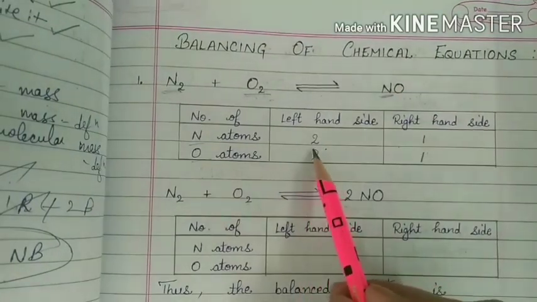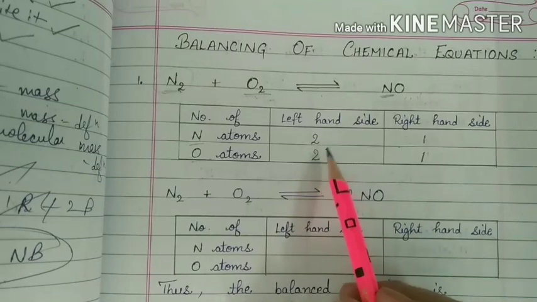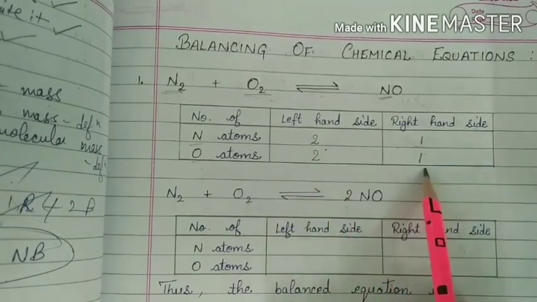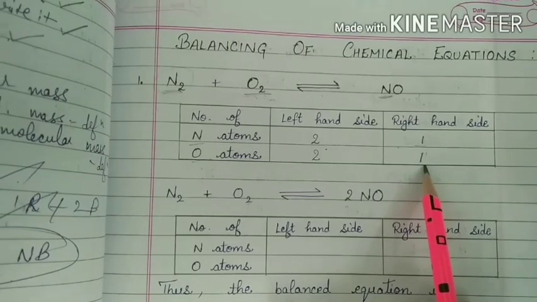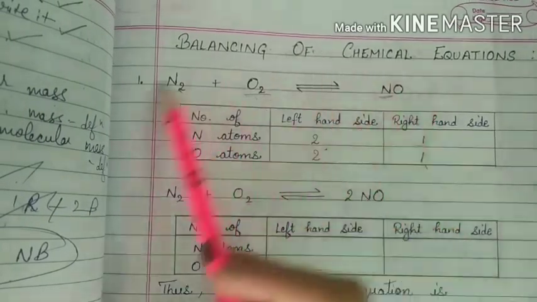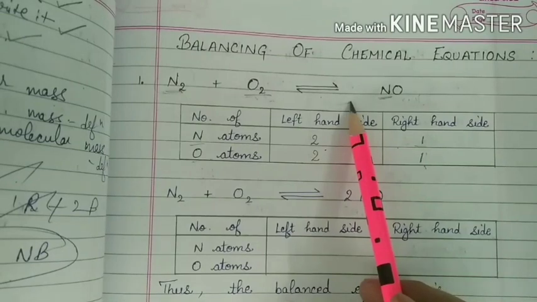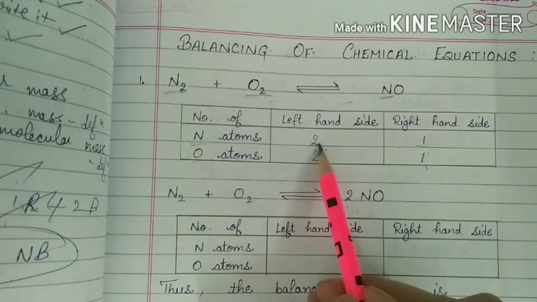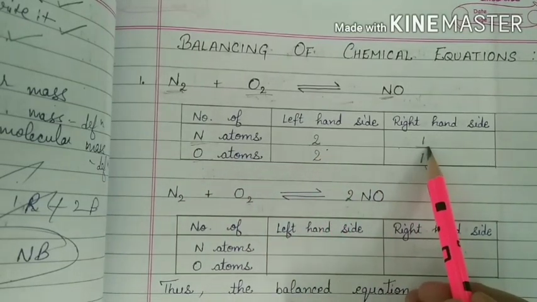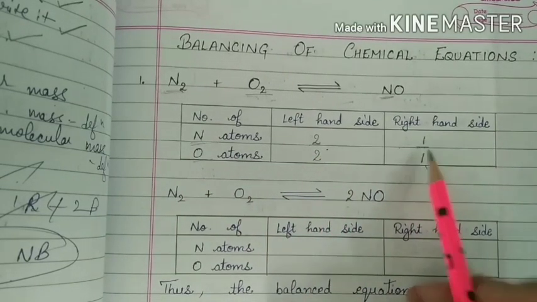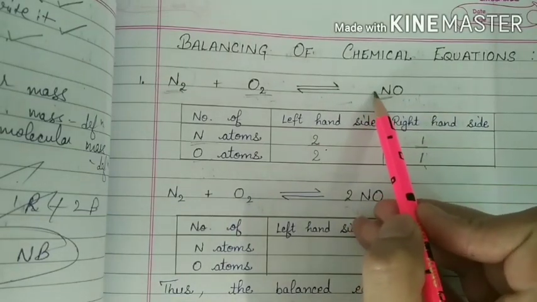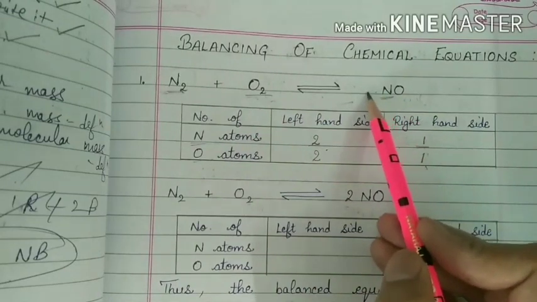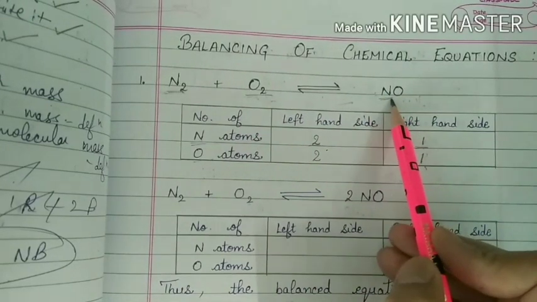As we can see clearly from here that number of atoms on reactant side, that is on the left hand side, is not equal to the number of atoms of each element on the product side. It means this equation is unbalanced and we need to balance it. Now see, on reactant side we have 2 nitrogen atoms and on product side we have 1 nitrogen atom. So to balance it we can put 2 in front of NO, because if we put 2 here, then we will have 2 nitrogen atoms.